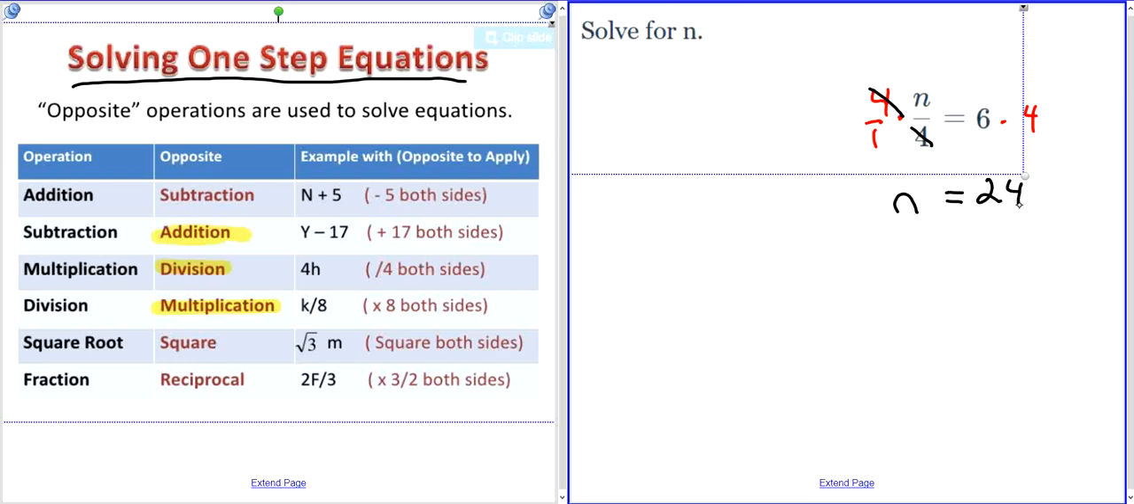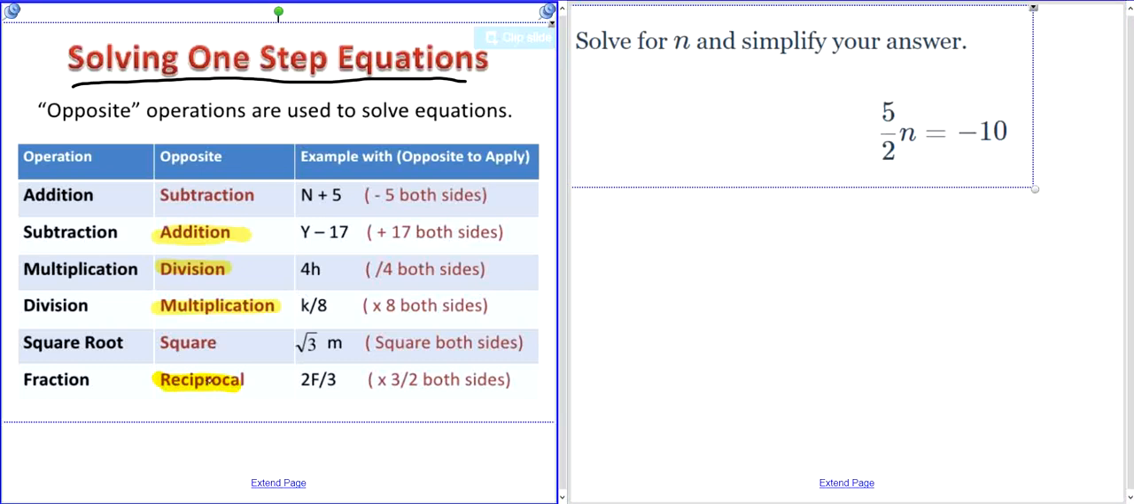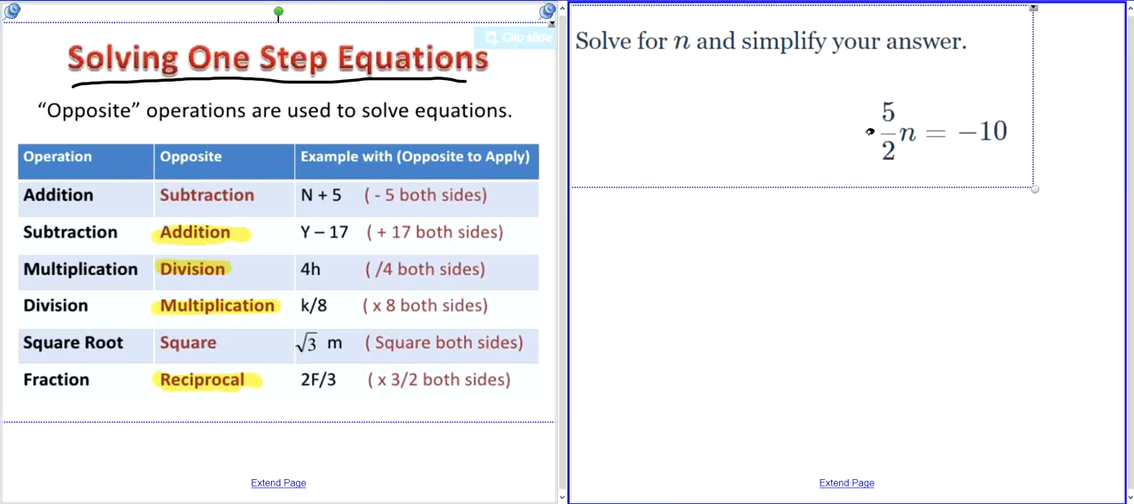Alright. Now, we got one more. We're not doing square root. We're just going to do a fraction here. So here we have a fraction. And what you want to do is multiply by the reciprocal. So you got 5 over 2. The reciprocal to that is 2 over 5. So I'm going to multiply by 2 over 5, and I'm going to do that on both sides. I'm going to put this over 1 so I can multiply that fraction.